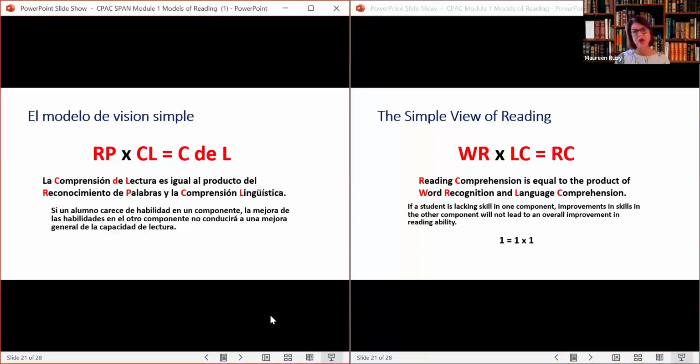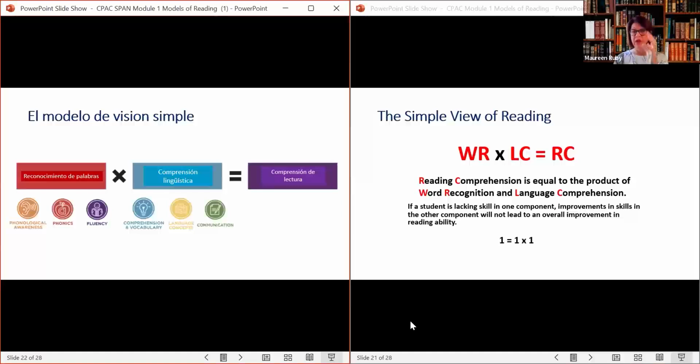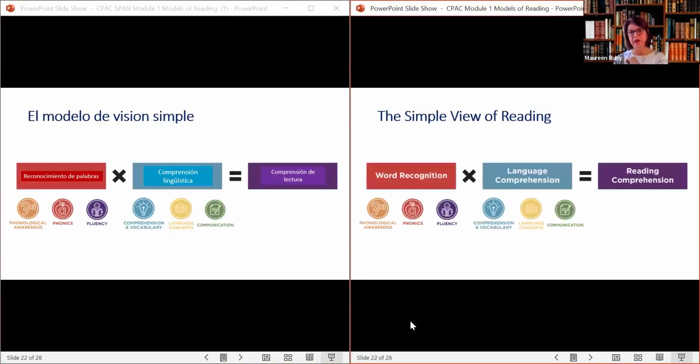Oh, this is just showing that it's all of everything. You have to be very proficient. 1 times 1 is 1. If you have anything less than 1, it's not going to come out to 1. So underneath, now we can unpack this a little bit. Underneath word recognition, you already can guess what we have.